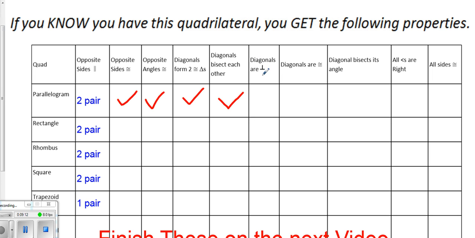Are the diagonals always perpendicular? We don't know that for sure. Just because it's a parallelogram doesn't mean that they have to be perpendicular, so we can't mark that one off. Are the diagonals always just as long as each other? We don't know that for sure. Just because it's a parallelogram doesn't tell us this one has to be true. Same thing with the diagonals bisecting each of their own angles.